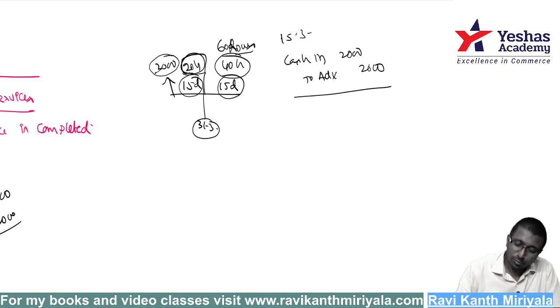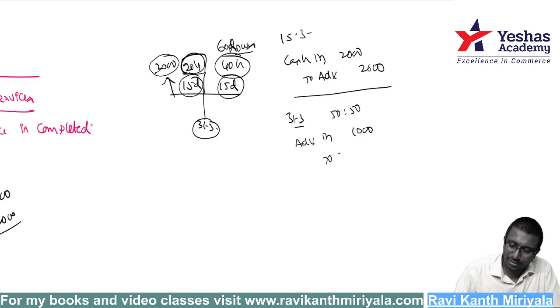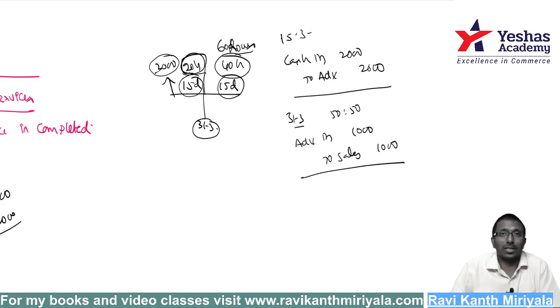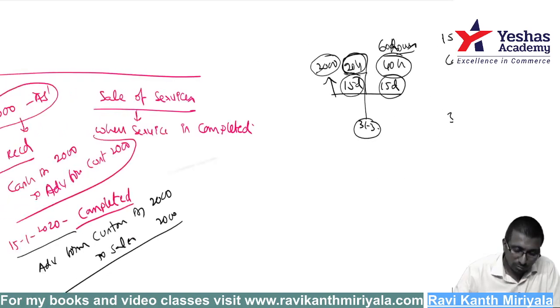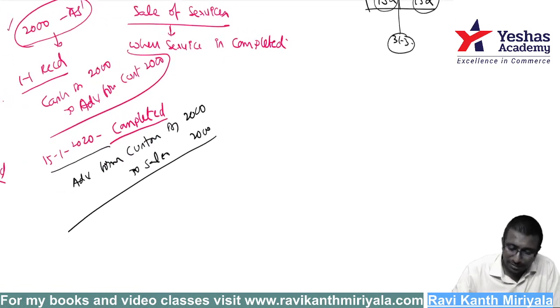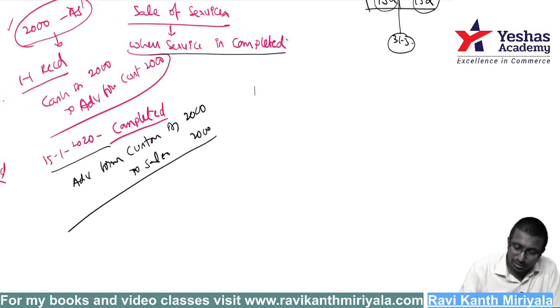Next, what will happen on 31st March? On 31st March, what am I supposed to say? Advance account debit. Assume a 50:50 ratio, we have completed the job. Then I'll transfer 1000 rupees to sales account. Yes, 1000 rupees has been transferred to sales. Got it? So that's why we say service is completed. How do you say service is completed?